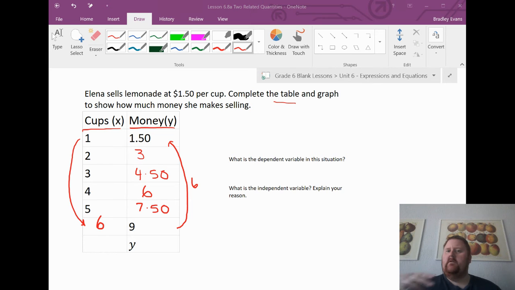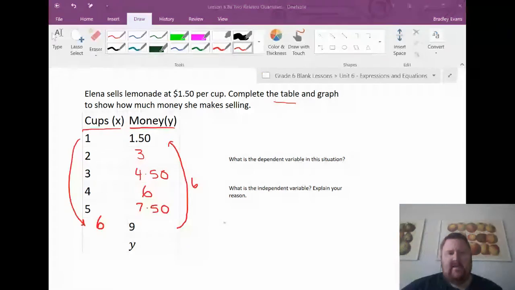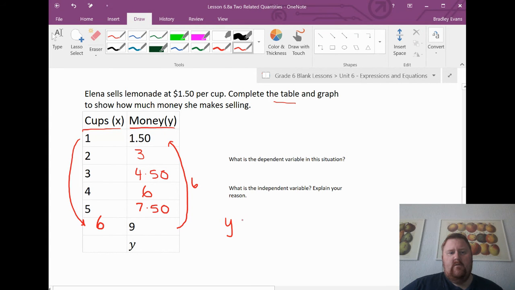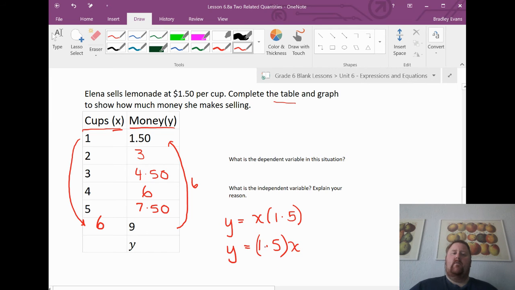So how much money will she make, Y, for selling any amount of cups? How are we going to determine how much money she makes regardless of how many cups she sells? Maybe she sells 10, maybe she sells 1,000, maybe she sells 1,000,000 cups. The money she makes we're going to call Y, and it's always going to be equal to the amount of cups sold, which is X, multiplied by 1.5 or $1.50. Rewriting it algebraically, we have Y, the money she makes, is 1.5 times X. Remember, the reason I put 1.5 first is because that's my coefficient.